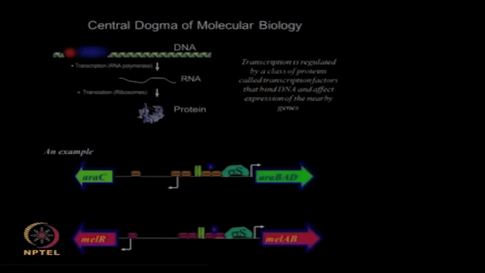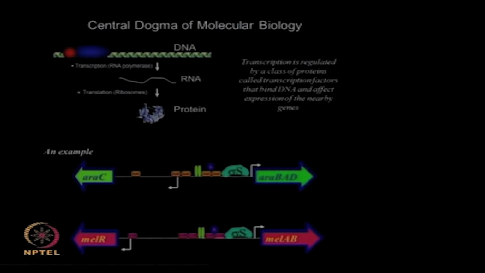According to the central dogma of molecular biology, DNA gives rise to RNA through the process of transcription, and this process is facilitated by the binding of the RNA polymerase as well as a number of other transcription factors which bind to the upstream regions of the DNA, as you can see, and control the expression. And RNA can give rise to protein through the process of translation, with the help of the ribosomes.